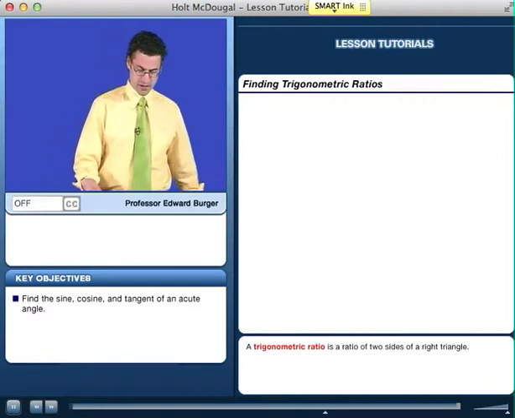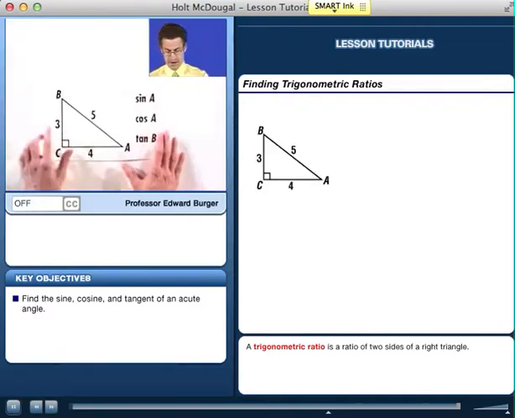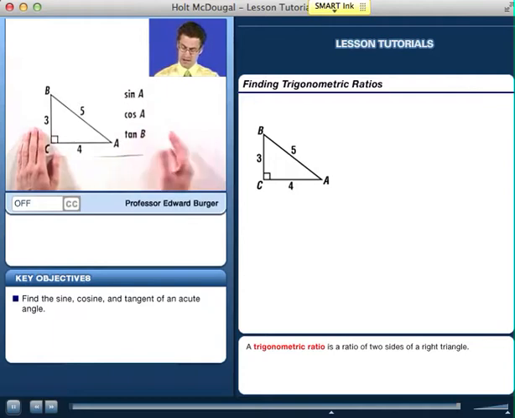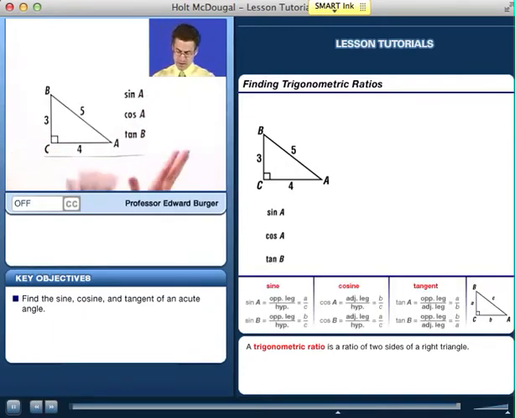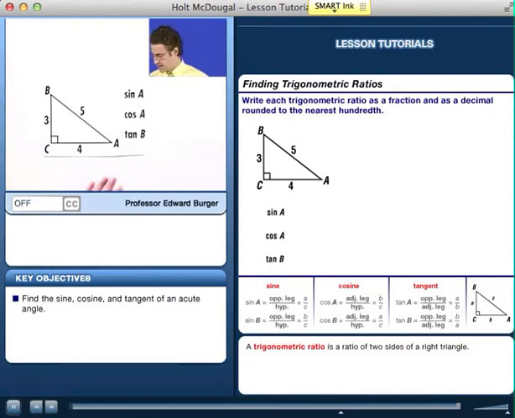So let's take a look at this triangle. This is a famous 3, 4, 5 right triangle, and I want us to write down the sine of A, the cosine of A, and the tangent of B, and when we have to, we'll just round to the nearest hundredth, okay? So it's not a big deal.